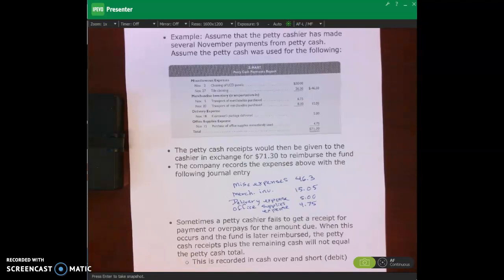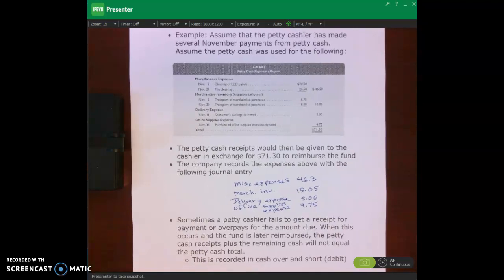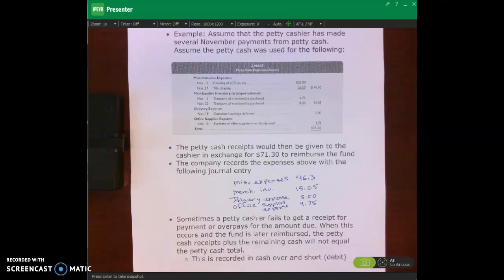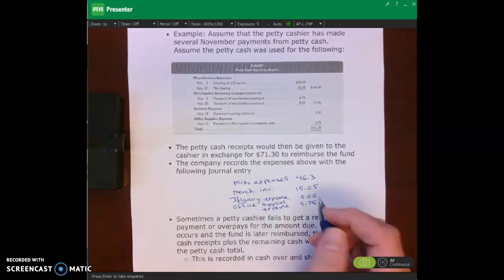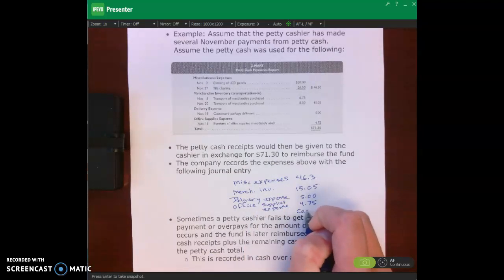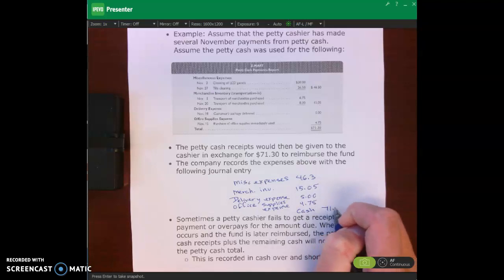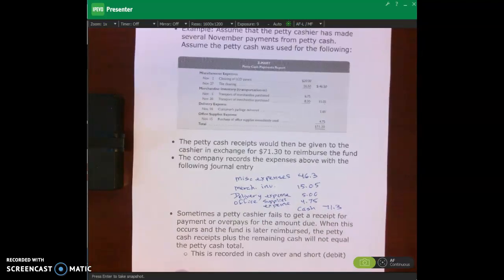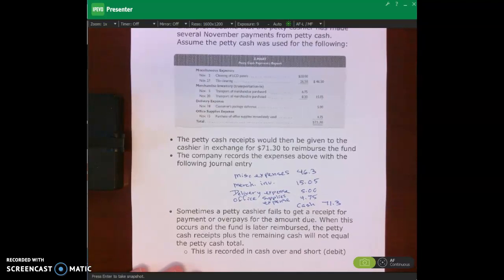And like I was saying earlier, we don't debit or credit petty cash unless we increase the fund. Unless we say, we don't want $75 in petty cash anymore, we want $100. That's when we would debit cash. Not to reimburse the fund. To reimburse the fund, right over here, we credit cash for $71.30. This is our journal entry to reimburse the petty cash fund.